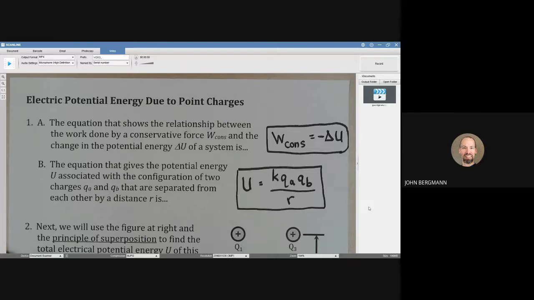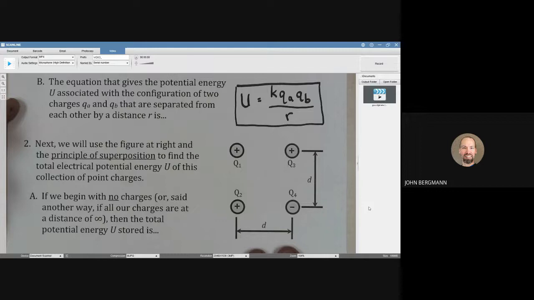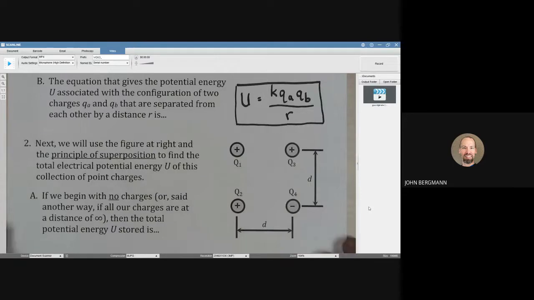Let's say that we have these four charges. Three of them you can see are positive. The one in the lower right, Q4, is negative. We're going to build this system. If we begin with no charges, then the total potential energy that we have is 0. We haven't built this system yet, but we're going to. And we're going to mentally bring each of these charges in from the distance of infinity.